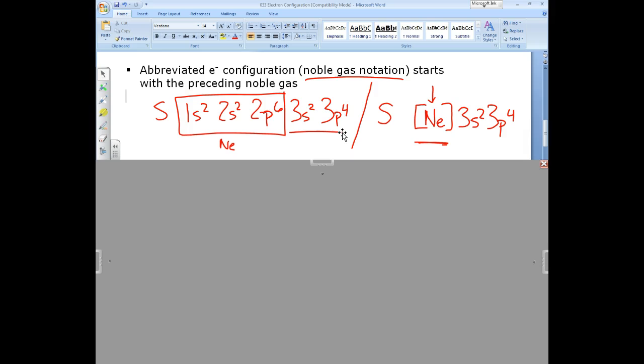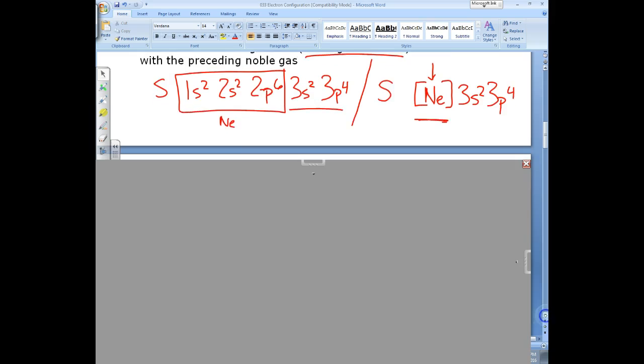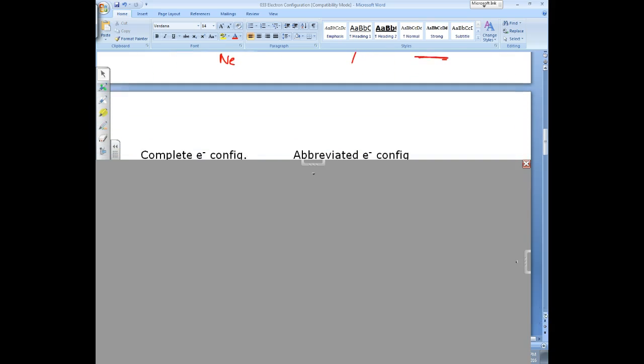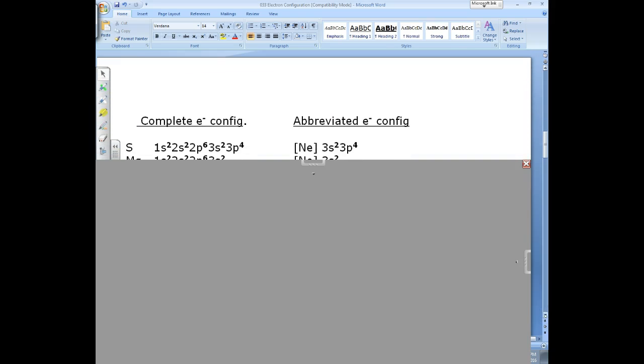All right, I've done a few of these. You ready? So, there's the sulfur example.